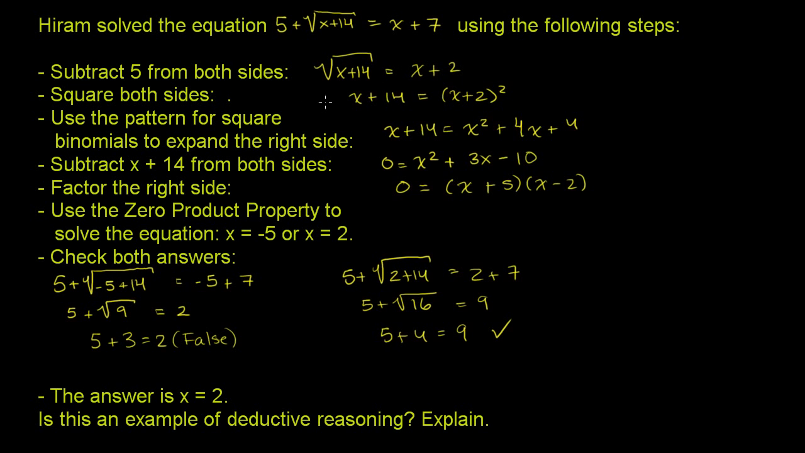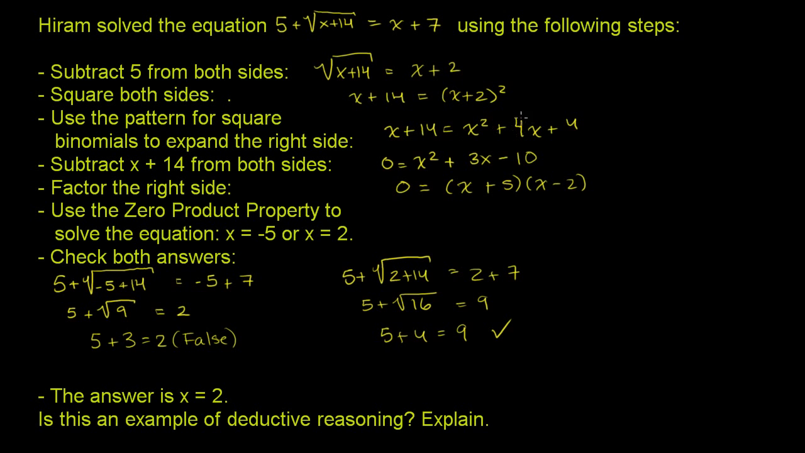And then he squared both sides. The square root of x plus 14 squared is just x plus 14. That makes sense. And x plus 2 squared is x plus 2 squared. And then he uses the pattern for square binomials to expand the right-hand side. Okay, so he just multiplied out x plus 2 times x plus 2 to get x squared plus 4x plus 4. Then he subtracted x plus 14 from both sides, so he gets a 0 on the left-hand side.